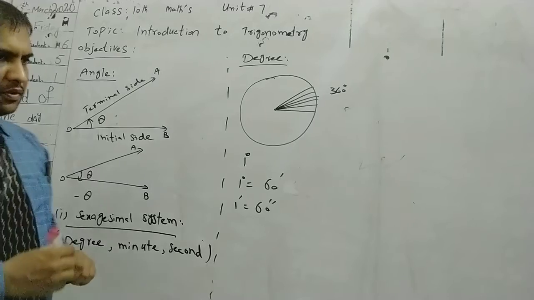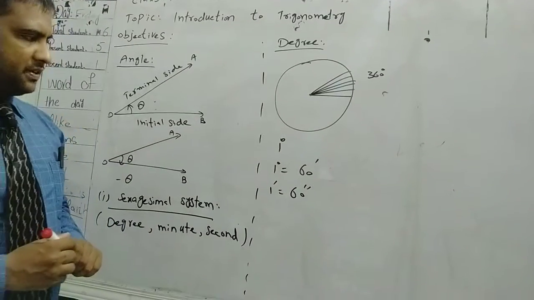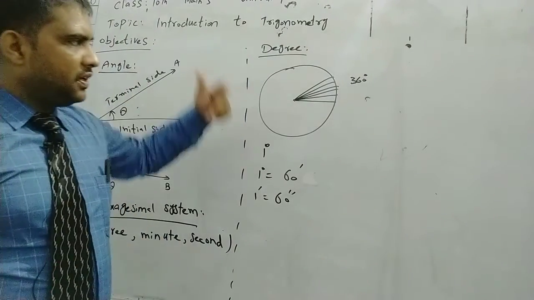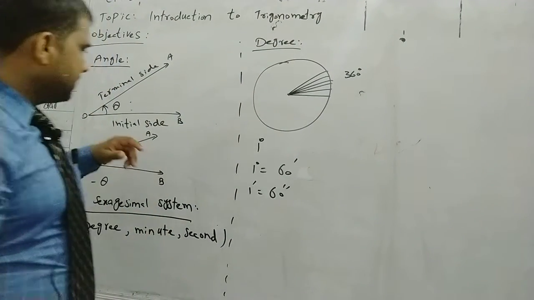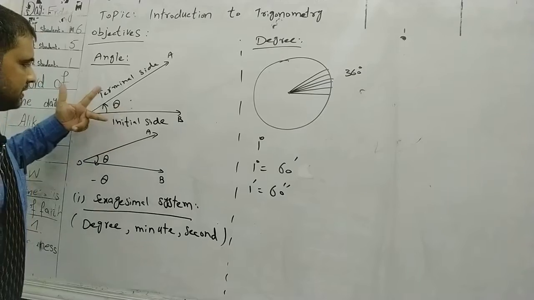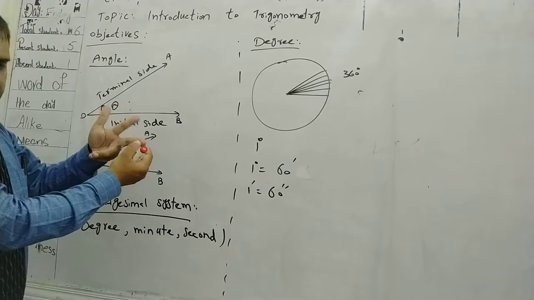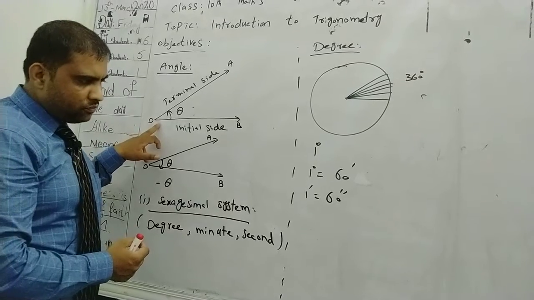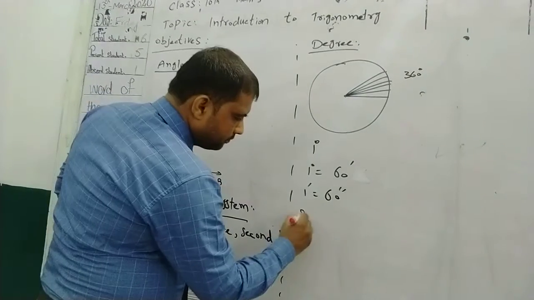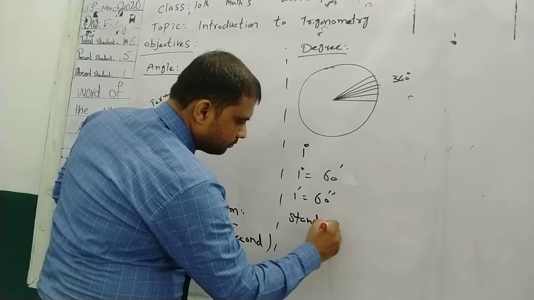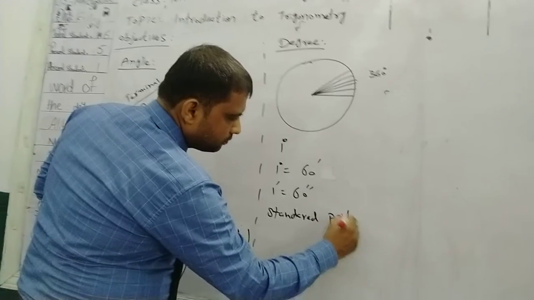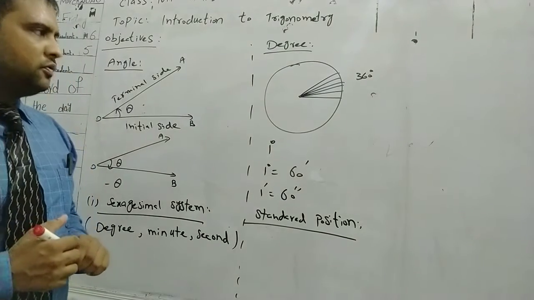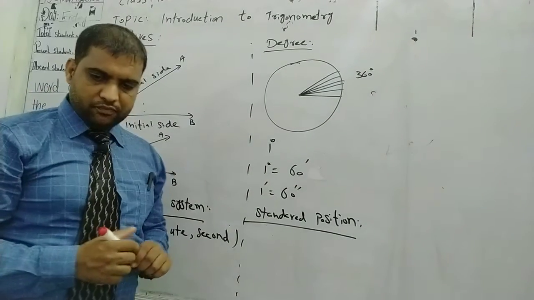Now we have 4 types of quadrant. In the standard position of an angle, the initial arm should be along the positive x-axis from the vertex. So this is the standard position of the initial arm.